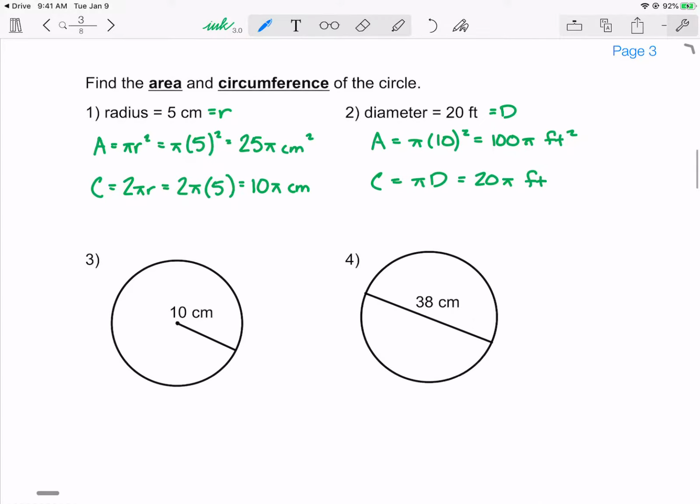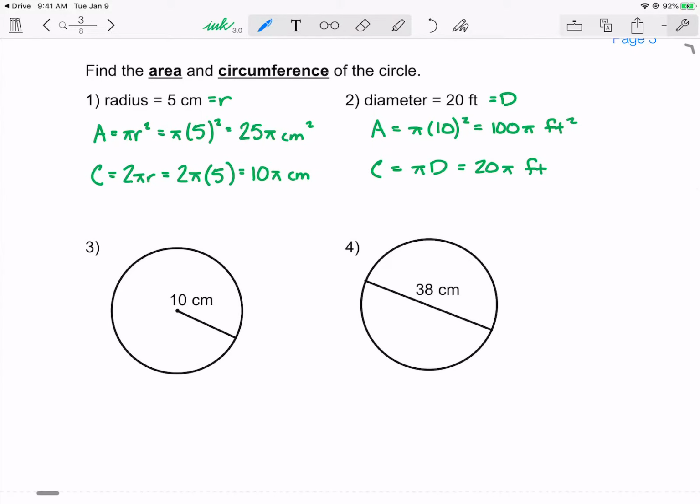Now the next two are very much the same. The only difference is I've got a picture. So on the first one, I'm going to square the 10 because that's my radius, and I get 100. So I'm going to get 100 pi centimeters squared. And then in order to find the circumference, I'm going to do 2 times the 10, which gives me 20, and I also have to multiply it by pi.